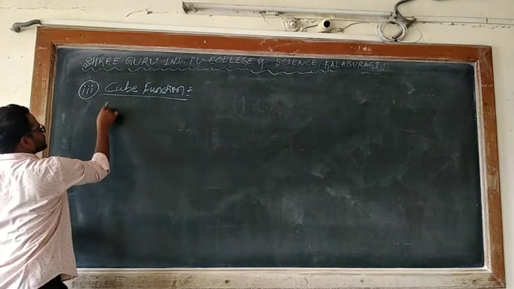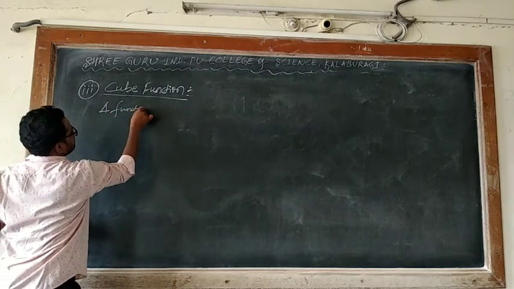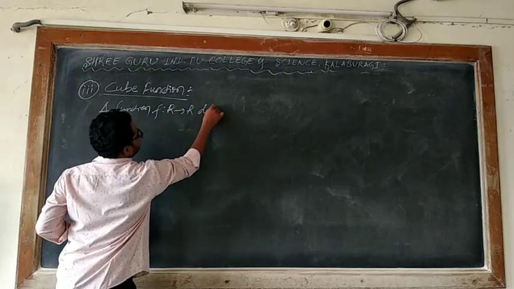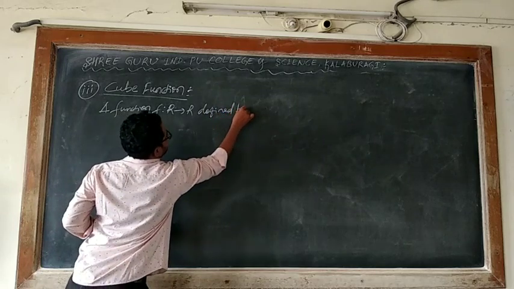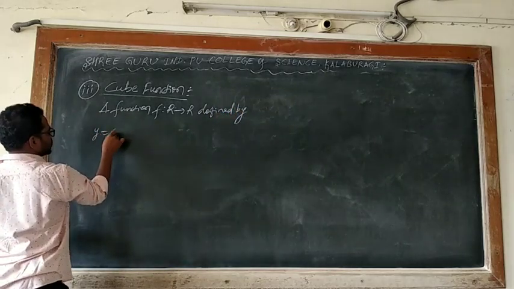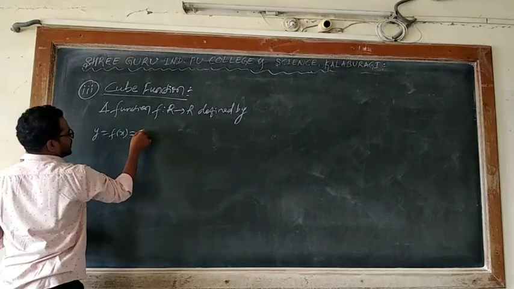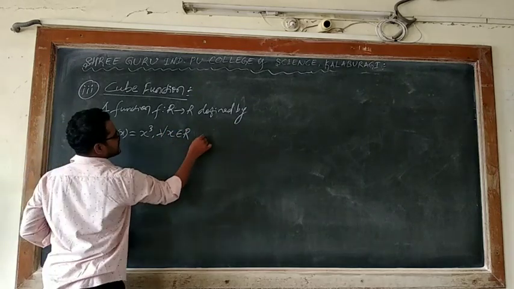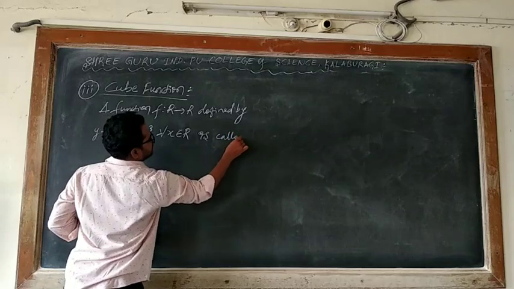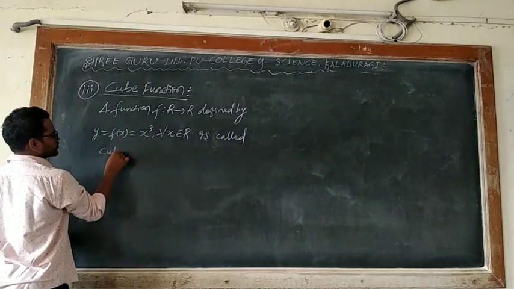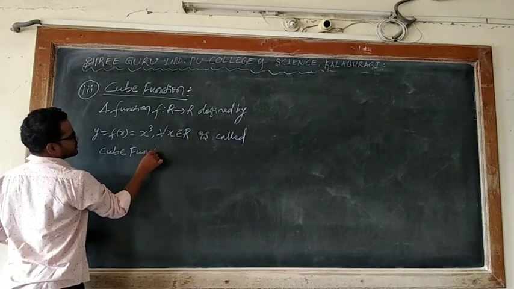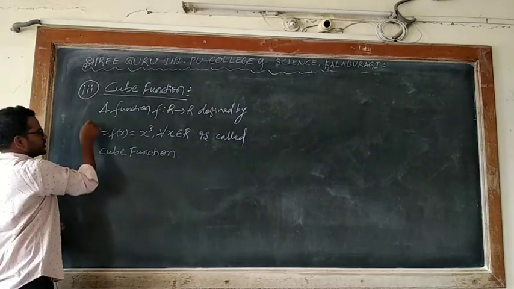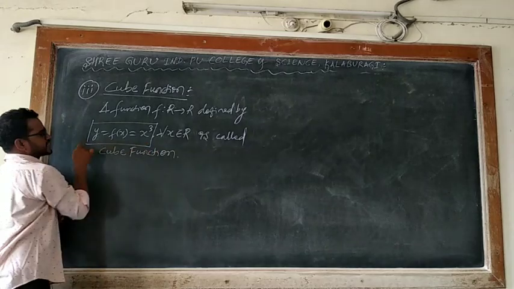A function f from real numbers to real numbers, defined by y is equal to f of x is equal to x cube for all x belonging to real numbers, is called the cube function. Cubic is nothing but that; you can say cube function. Now, the function here is y is equal to f of x is equal to x cube.